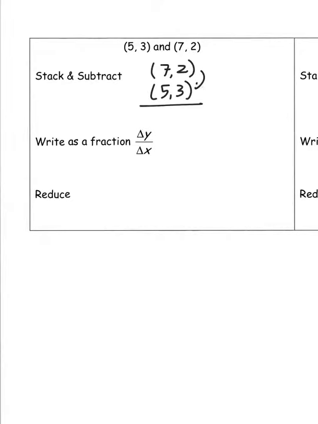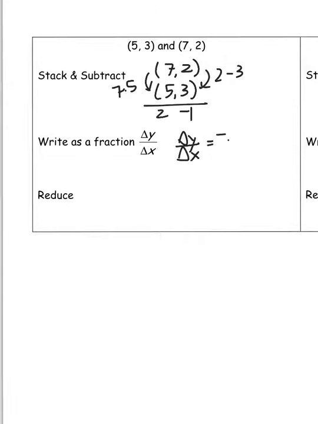I'm going to subtract 2 minus 3, and I get negative 1. And 7 minus 5, and I get positive 2. Next we write as a fraction change in y over change in x, and that is negative 1 is my y, x is 2. Lastly, I reduce. Negative 1 over 2 doesn't have any factors in common, because 1 is a prime number, it doesn't have any factors. So negative 1 over 2 is my final answer.